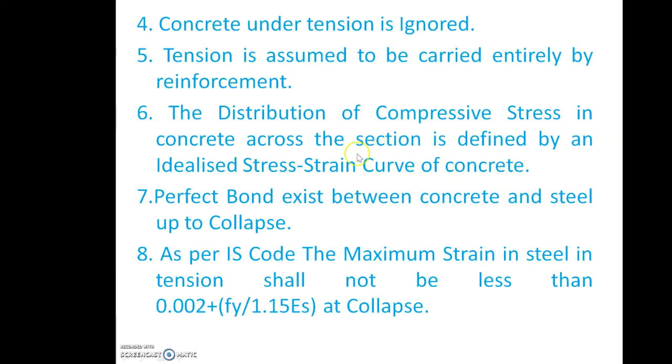What about the stress strain curve of concrete? Perfect bond exists between concrete and steel up to collapse. There should be a perfect bond between the steel and concrete. Surrounding concrete should be perfect. As per IS code, the maximum strain in steel in tension shall not be less than 0.002 plus Fy divided by 1.15 Es. In this case, Fy means yield stress and Es means modulus of elasticity of steel.